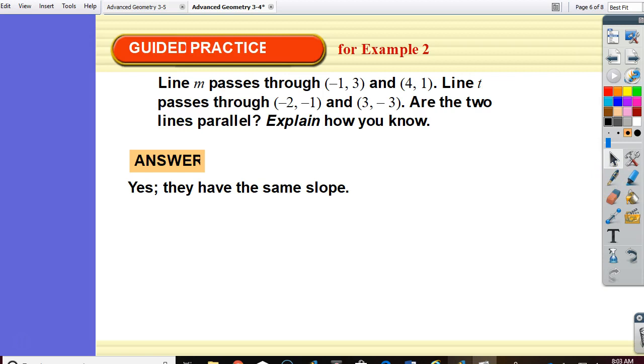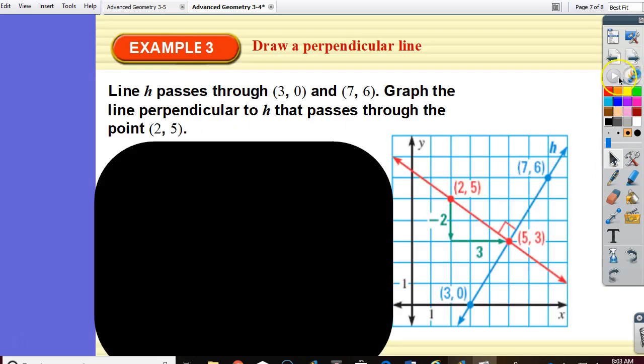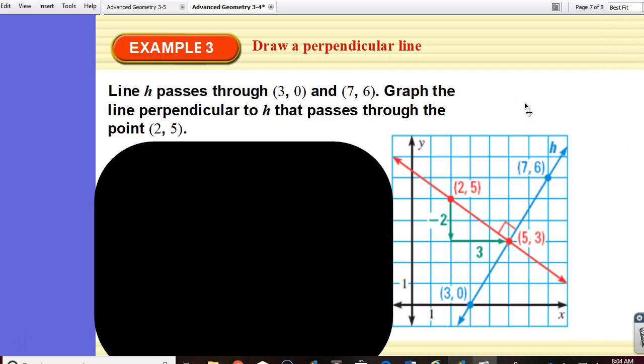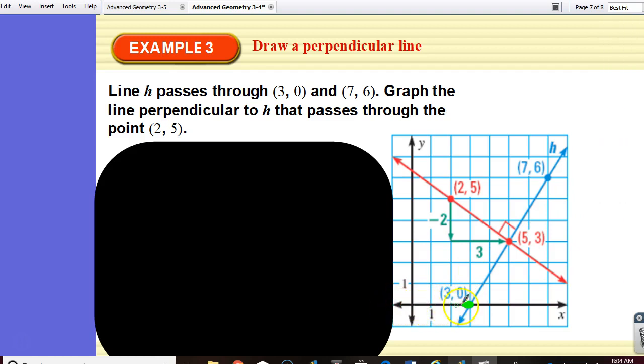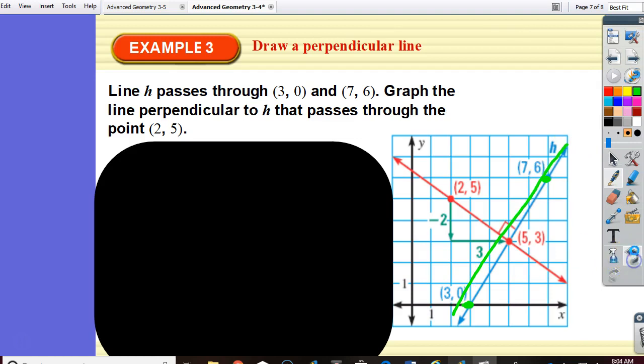Okay, moving on. Line H passes through 3, 0, and 7, 6. Graph the line perpendicular to H that passes through the point 2, 5. So we're just plotting the point 3, 0. We get into the elevator before you go up or down, and then get into the elevator over to 7 before you go up to 6. Put that dot, and we have that line, okay? So it's easy to graph the first line.